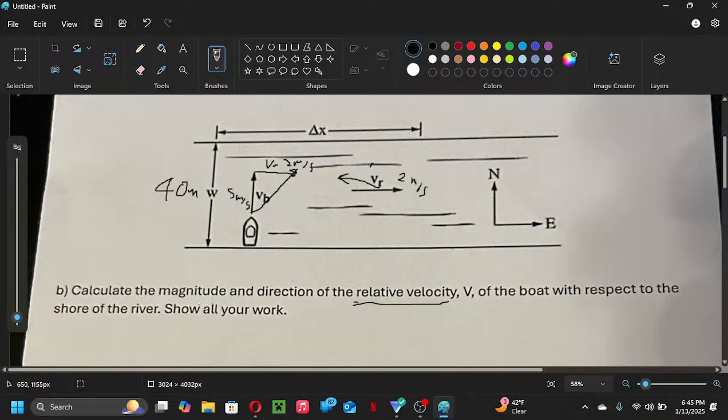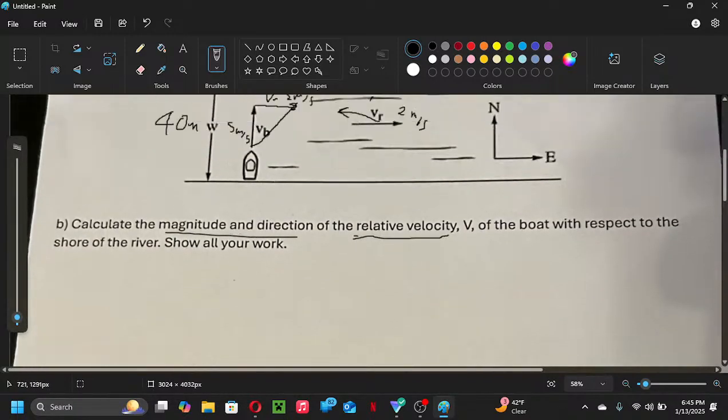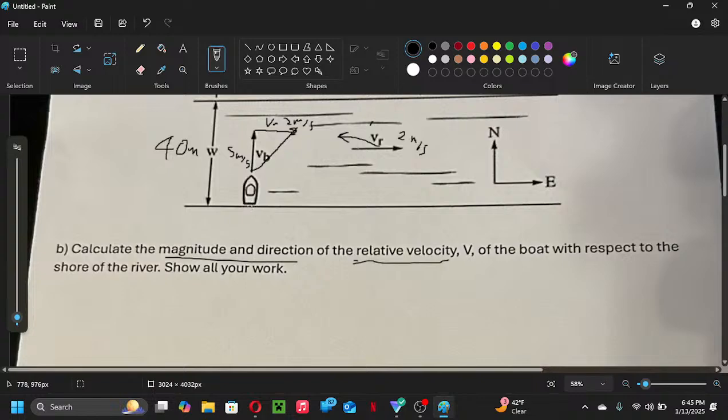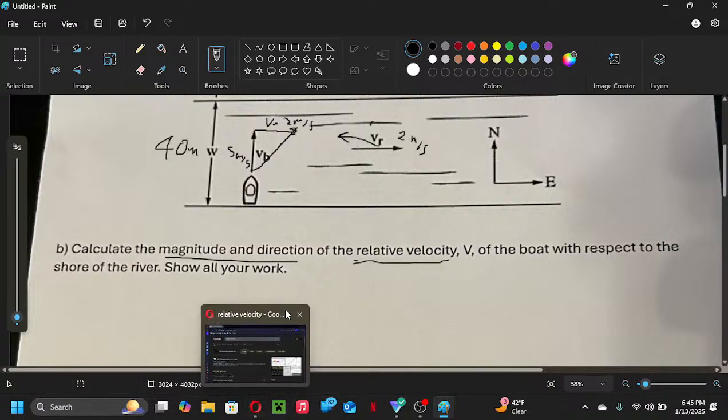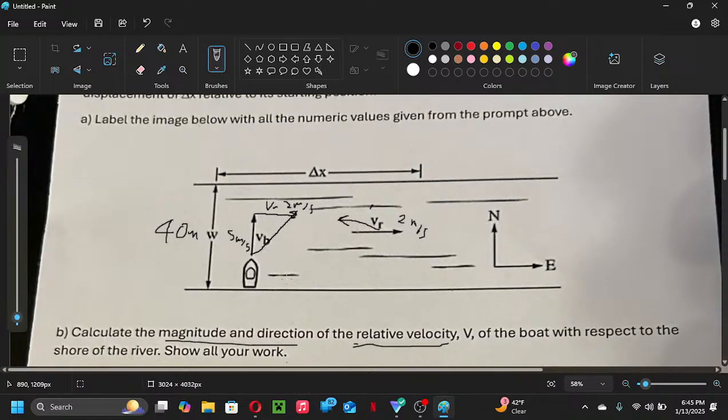This is such weird wording. Calculate the magnitude and direction. Okay, that's pretty easy. The relative velocity v of the boat with respect to the shore of the river. So I'm just guessing it's this. Oh, I'm gonna just do that. Okay, so start here. Hold on, there has to be a way to do this. Respect to the shore of the river, show all your work.